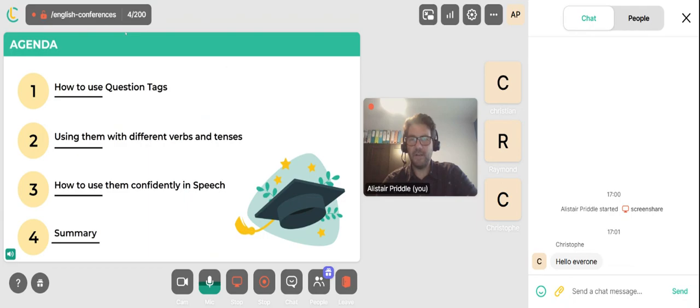So we have our lesson agenda. Number 1, how to use question tags. Number 2, using them with different verbs and tenses. Number 3, how to use them confidently in speech. And number 4, our summary.